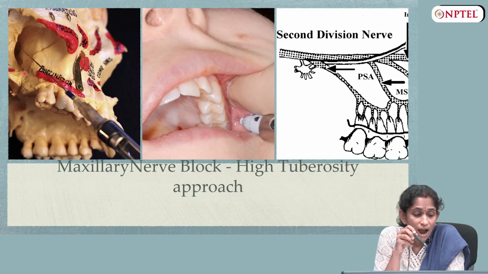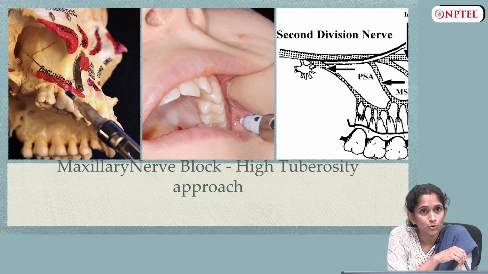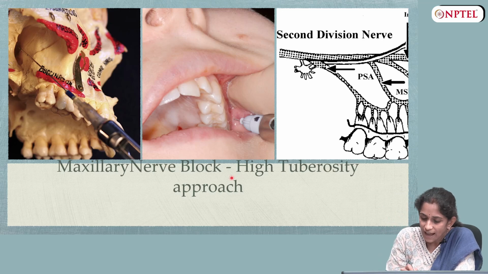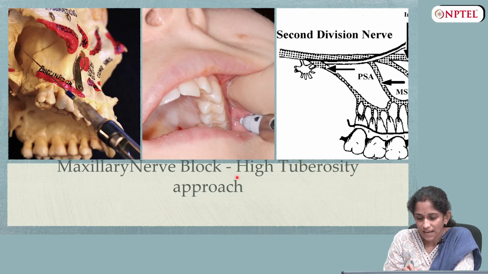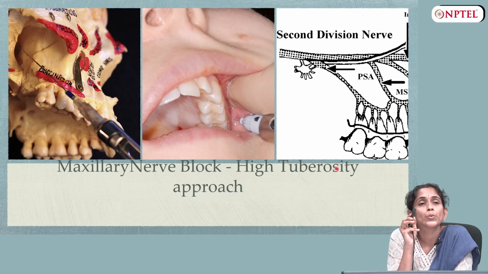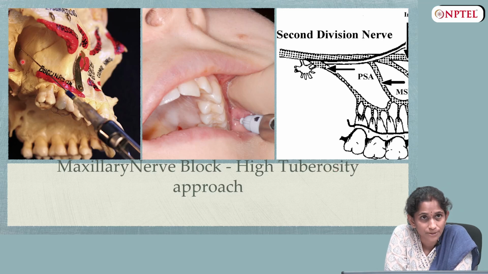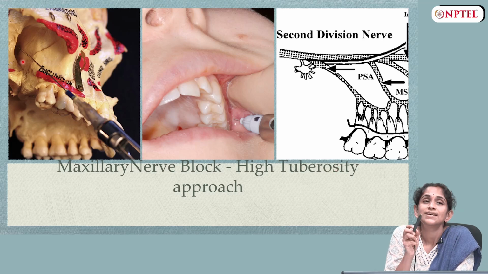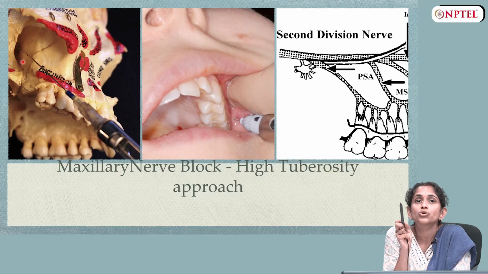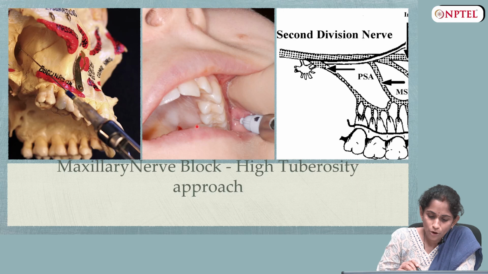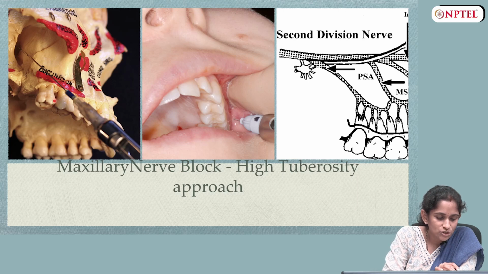Now, how do you reach the pterygopalatine fossa? There are two approaches. The first one is the high tuberosity approach. The high tuberosity approach is a buccal approach to reach the pterygopalatine fossa. And how do you do this? This is very similar to how we give a posterior superior alveolar nerve block. We go at an angle of 45 degrees to the second molar.